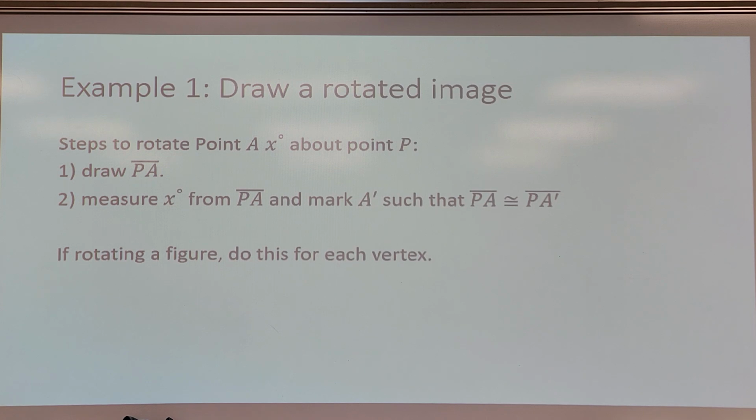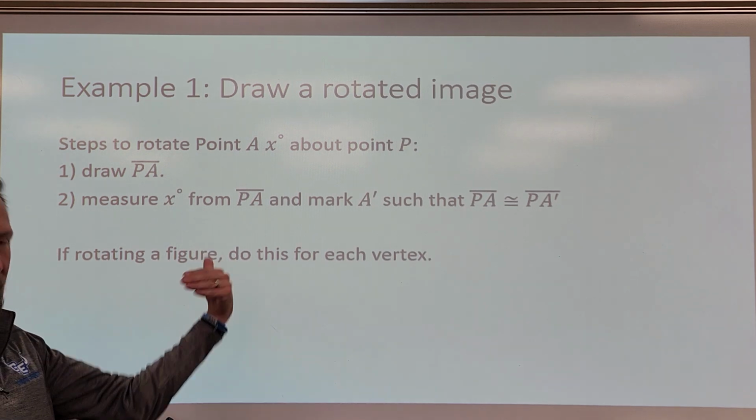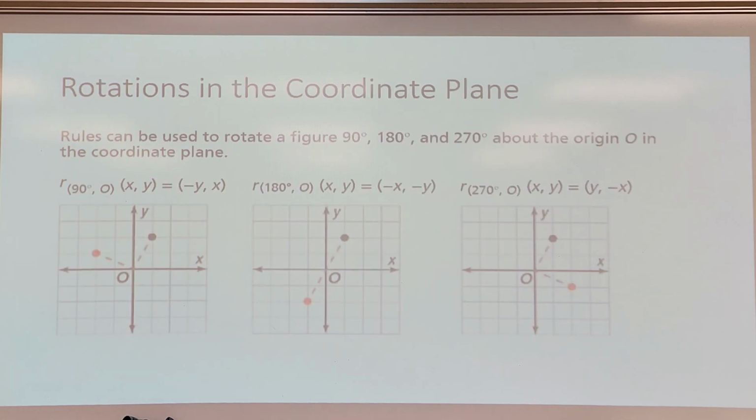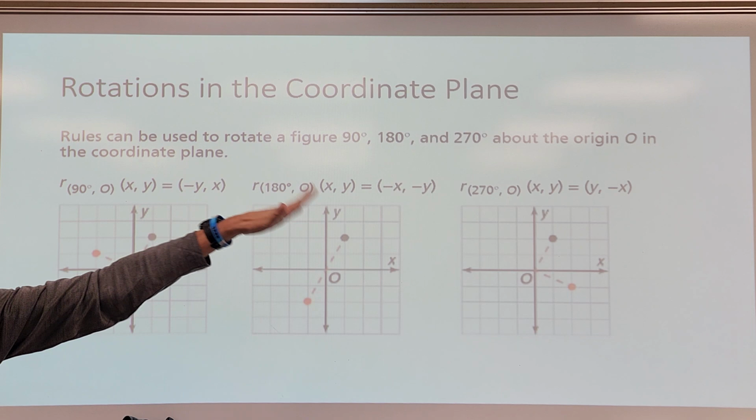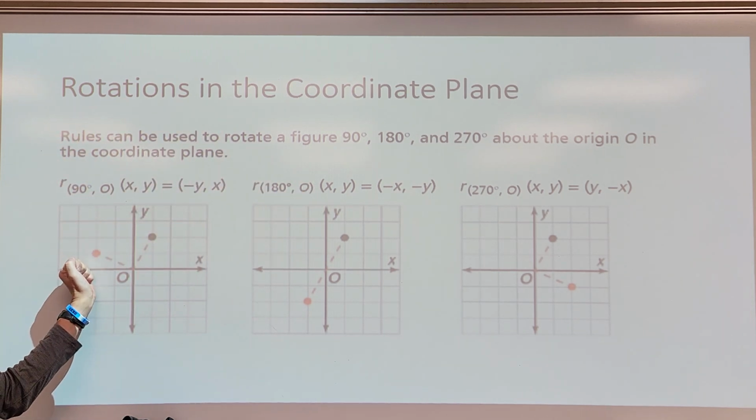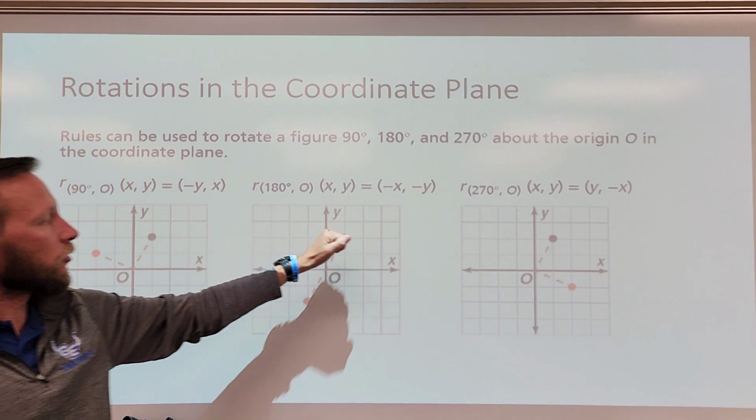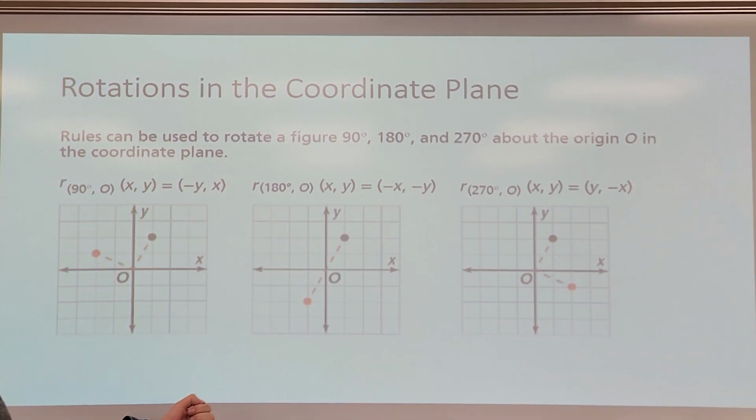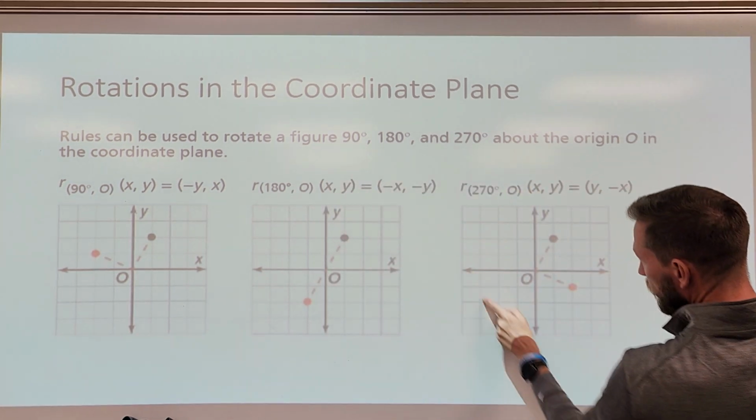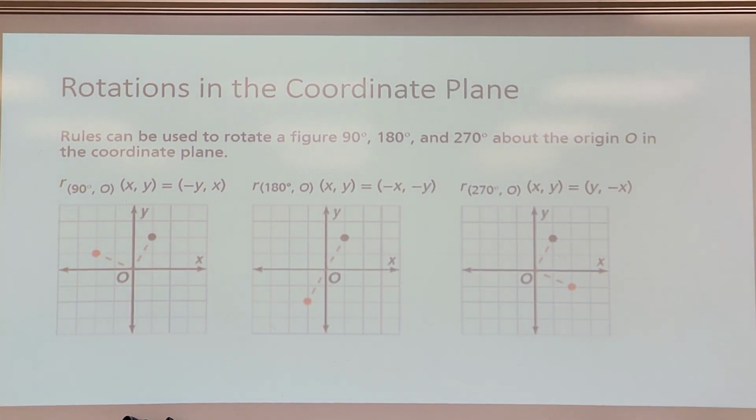But in order to make this task a lot more manageable for us initially, we are going to focus on rotating in 90-degree increments. We're going to focus on what it looks like to rotate a point by 90 degrees about the origin, what it looks like to rotate a point 180 degrees about the origin, and what it looks like to rotate a point 270 degrees about the origin. All right, so that's every 90 degrees.